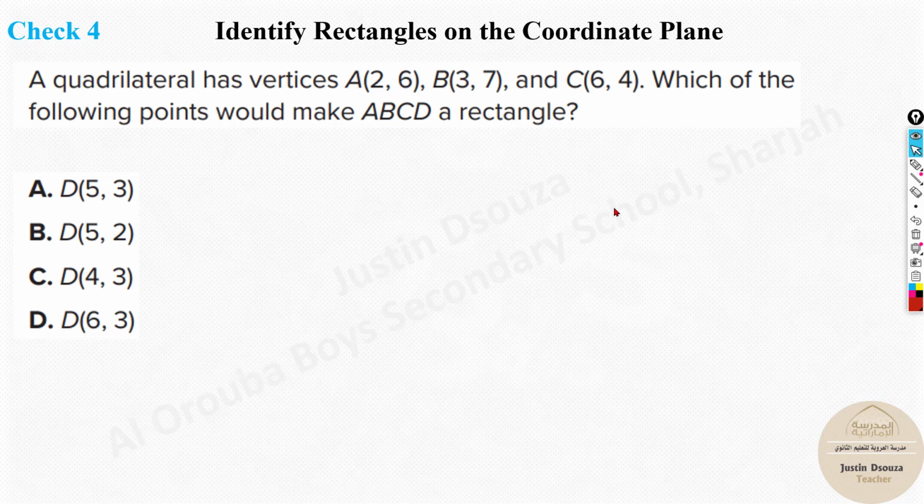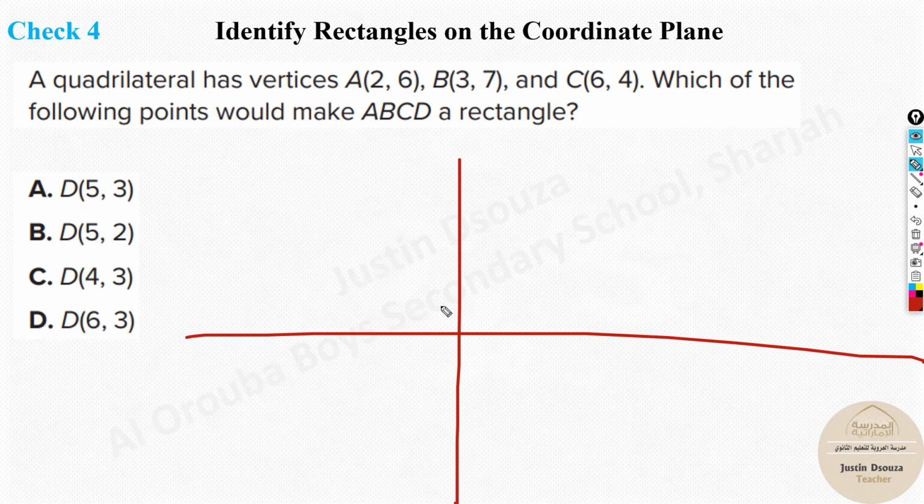Now here we have an MCQ problem. A quadrilateral has vertices A, B, C, and D. Which of the following makes ABCD a rectangle? So now what I did in class was I was just plotting it out. 1 2 3 4 5 and 6. You can use all of them and do the distance, but it's going to be crazy and it's going to take forever.